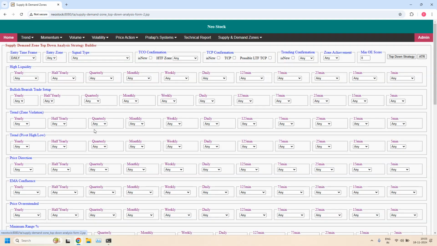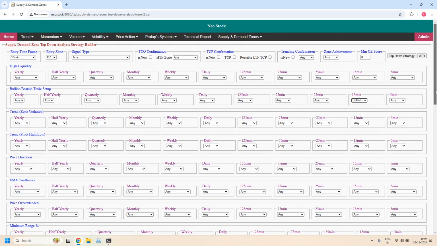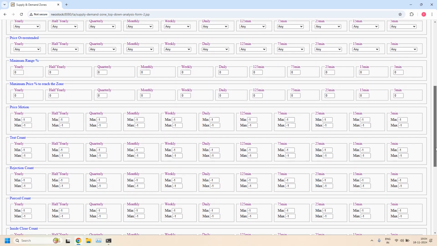Next, bullish trade setup for daily income trade. Entry time frame is 15-minute zone. Entry zone is demand zone. In bullish or bearish trade setup, at entry time frame 15 minutes, I am selecting bullish, and 15 minutes demand zone should not be pierced.